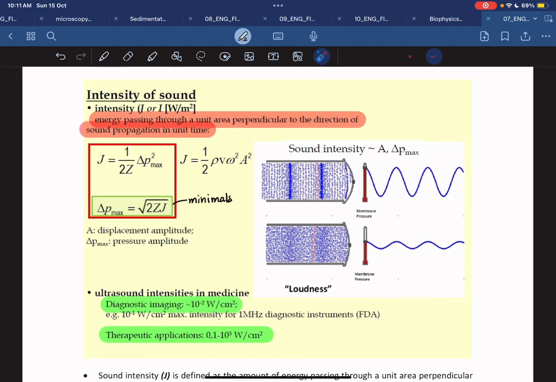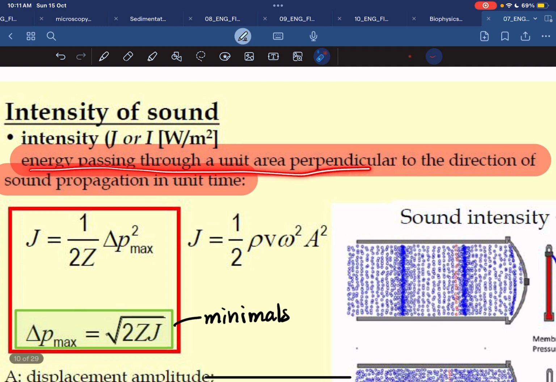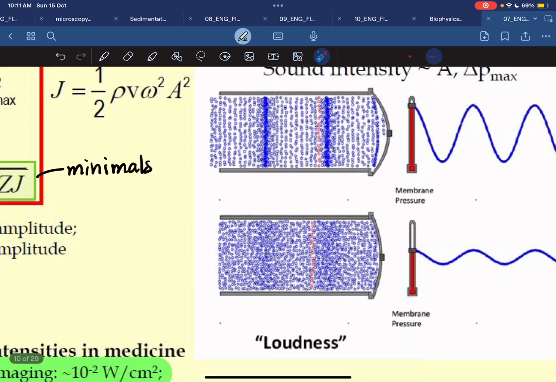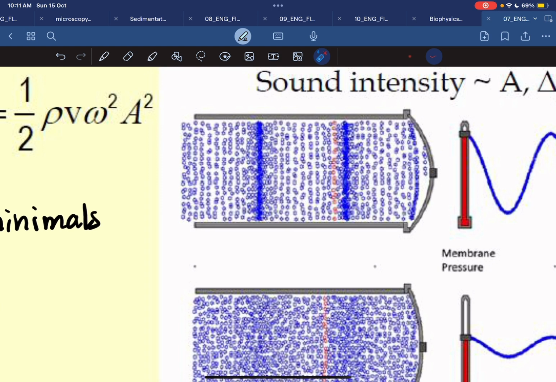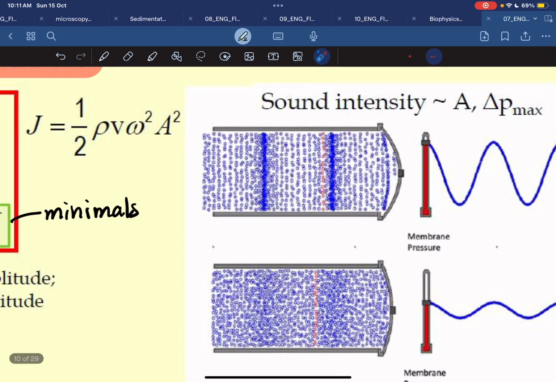Intensity of sound: we need to know the definition first. The energy passing through the unit area perpendicular to the direction of sound propagation in unit time. Okay, so this is how we can measure sound. How can we measure sound? Basically, the energy. This is how sound intensity is measured.